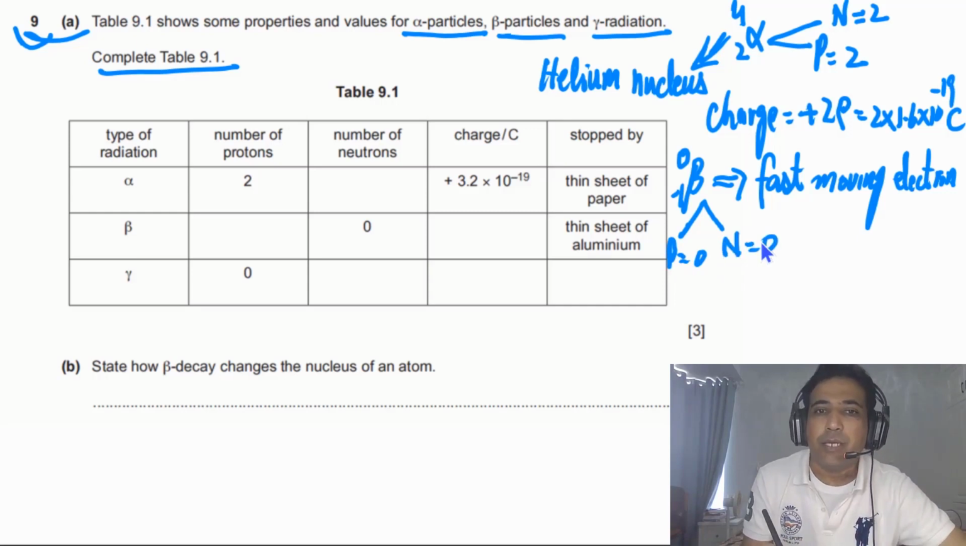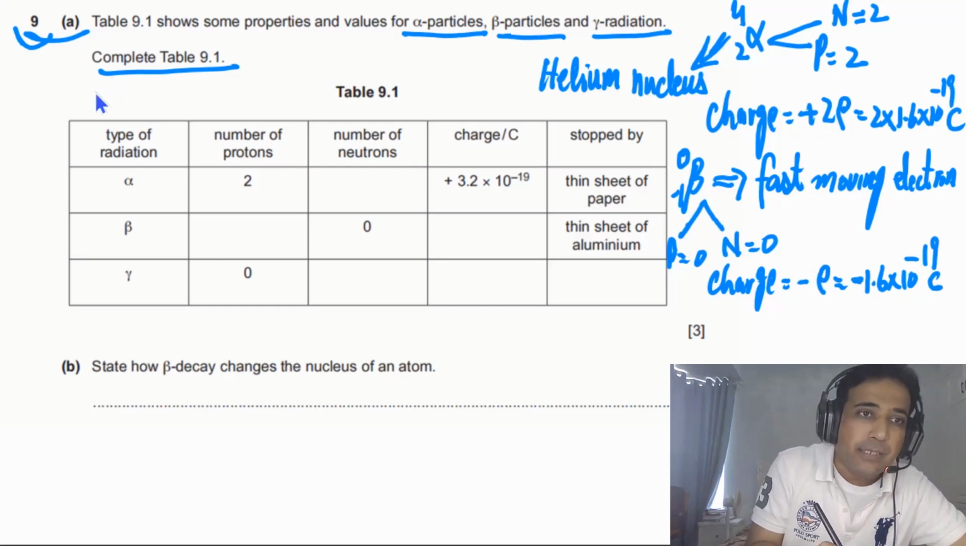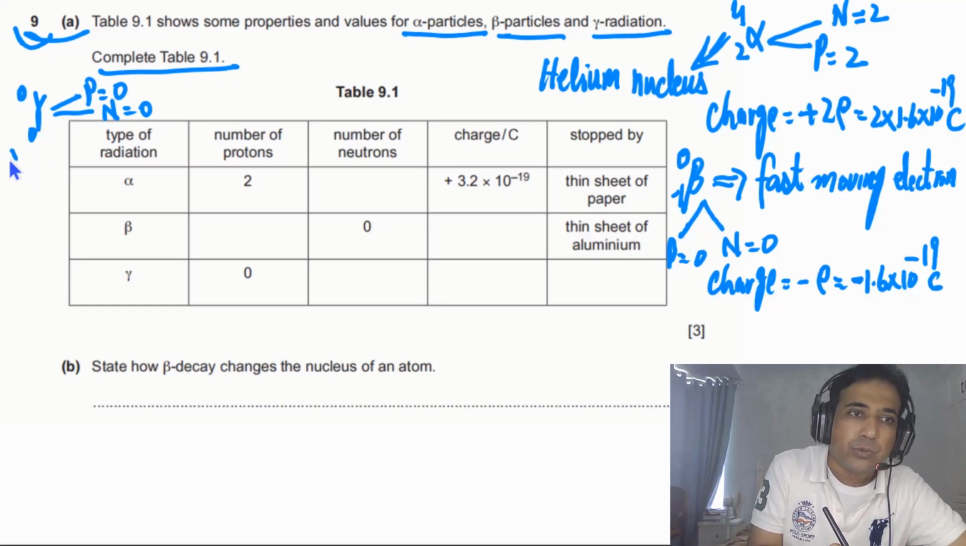And charge on electron is minus e. It means this is minus 1.6 times 10 to the power minus 19 coulomb, means negative charge on beta particle. And gamma particle, it has no charge and it has no proton, no electron. So number of protons is equal to 0. It has no proton and it has no neutron. And the charge on this one also is equal to 0. We can say Q is equal to 0.